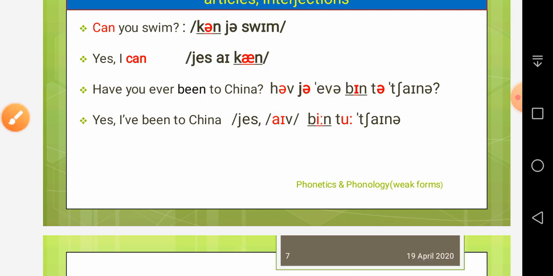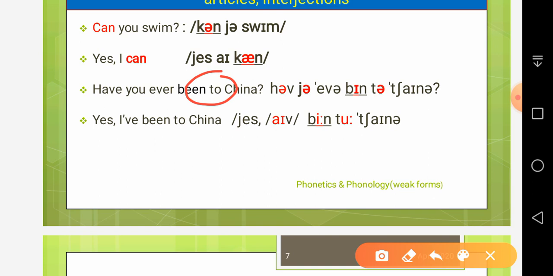This "to" actually is "ta". Okay, China. So all these are structural words: have, you, been, to. These are known as structural words. So they will be pronounced with weak forms.